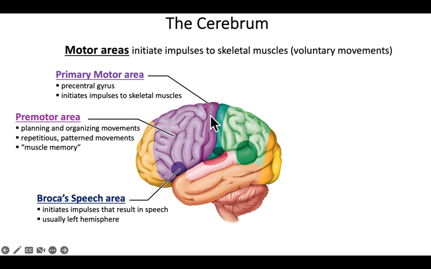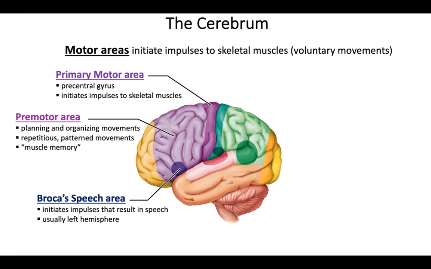The main one is here. So this is that precentral gyrus of the frontal lobe. So you'll notice all three of these are found in the frontal lobe. So this is going to initiate impulses to skeletal muscle and control your body movements. This area here, called the premotor area, because it's basically in front of the primary motor, does more of what we call your muscle memory.